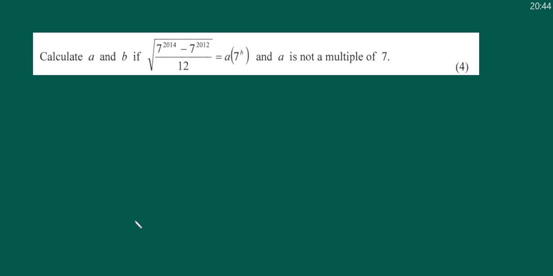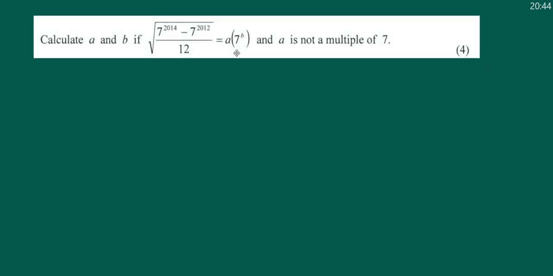The first thing you need to do, especially if you are given exponents such as 2014, 2012, right? Those type of questions are usually quite easy. You just need to remember the following. You just need to look at the one that is smallest. This is 2014, this is 2012. 2012 is the smallest. So you need to write that 7 to the power of 2014 as 2012 plus 2, okay? 2012 plus 2, because 2012 plus 2 is 2014. Then it's all divided by 12.